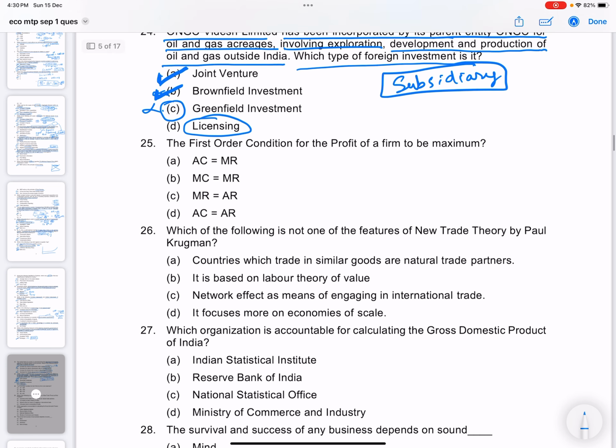Okay. The first order condition for the profit of a firm to be maximum. So you must know this. The first order condition is when marginal revenue equals marginal cost. This is a very basic question. You're not supposed to mark this wrong.